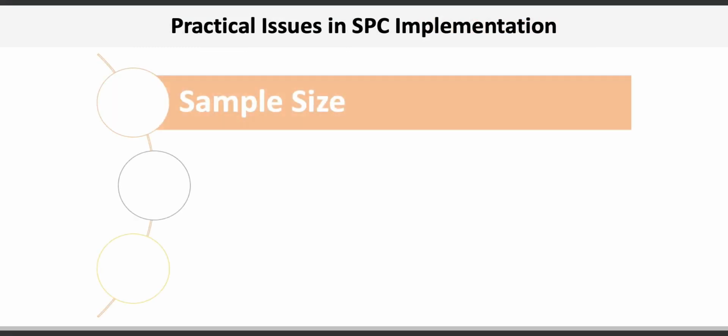SPC seems easy enough, but there are some practical issues involved in effectively implementing it. The first is sample size. A small sample size is desirable to keep the costs associated with sampling low, but on the other hand, large sample sizes provide a greater degree of statistical accuracy in determining the true state of control. Large samples also allow smaller changes in process characteristics to be detected with higher probability.